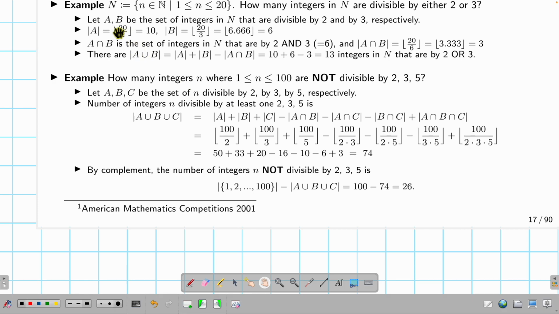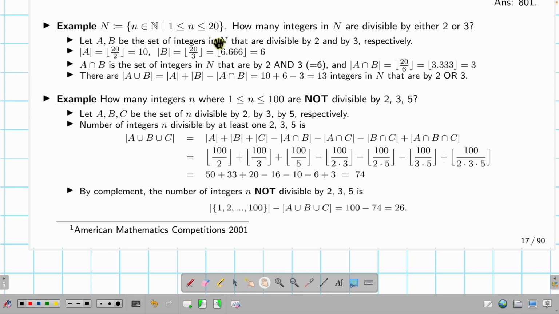So let A be the set in n that are divisible by 2, and let B be the set in n that are divisible by 3. Then the size of A is 20 divided by 2, floor, that is 10. B is 20 divided by 3, floor. 20 divided by 3 is 6 point something, and taking the floor is 6. So A is 10 and B is 6. Think about it. In 20, how many even numbers are there? 10, right? In 20, how many numbers are divisible by 3? Well, it will be 3, 6, 9, 12, 15, 18. So there are 6 numbers.